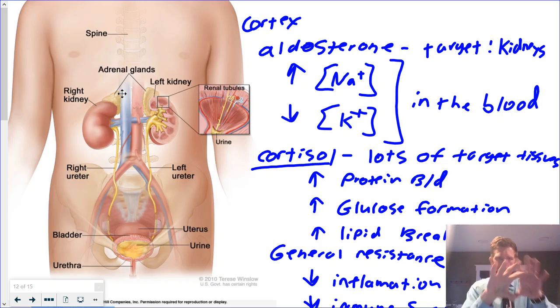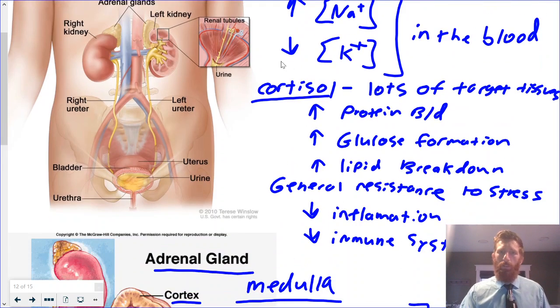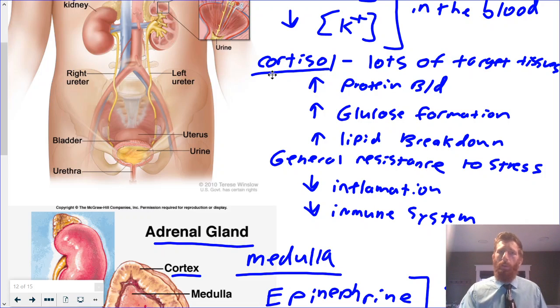All right, so the adrenal cortex, that's the outside of the adrenal glands. The adrenal cortex produces aldosterone, which targets the kidneys, so very close in proximity, very good for that. Aldosterone increases sodium in the blood and decreases potassium in the blood. So that's one hormone. The adrenal cortex also produces cortisol. Now, you may have heard of cortisol. It's commonly referred to as the stress hormone. So if you're stressed, then your adrenal cortex is going to produce cortisol.